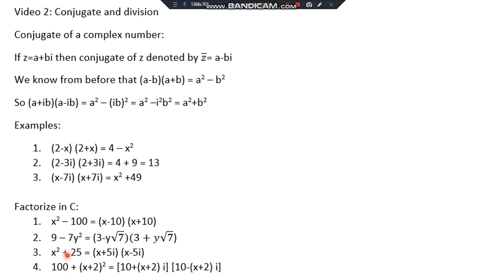However, if you have x squared plus 25 and you're factorizing in C, you write it as x plus 5i times x minus 5i, because I have a plus. Another example: 100 plus (x plus 2) all squared. This is a square and this is b square. It will be a plus ib, where a is 10 and b is x plus 2, times a minus ib.